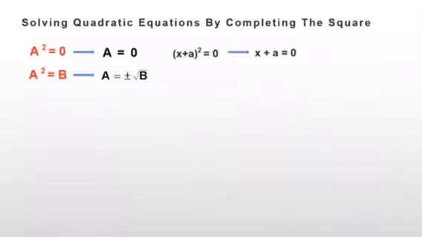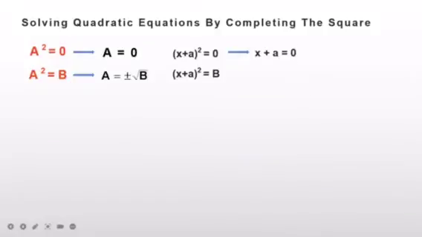Now, if you've done squares before, you'll realize that if a squared is 0, then a must be 0, because 0 square rooted is 0. And if (x plus a) squared is 0, then x plus a is and must be 0. And if a squared is not 0, like say b, then a must be positive or negative square root of b. I would like to stress that this positive and negative is very important because you shouldn't forget it.